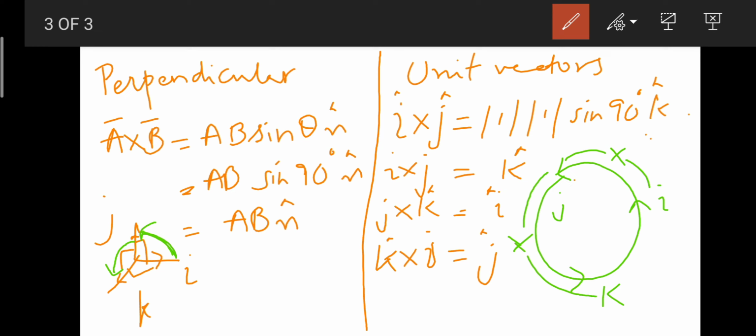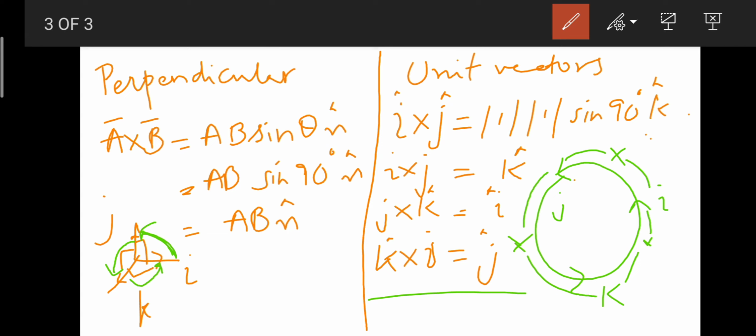Now coming towards the last thing, that is k cross i. If I want to multiply k with i, there would definitely be a third vector. Move the curl of your fingers from k to i, then the thumb will indicate the direction of j. So that's how we have determined all of these characteristics. Do remember this anti-clockwise direction.